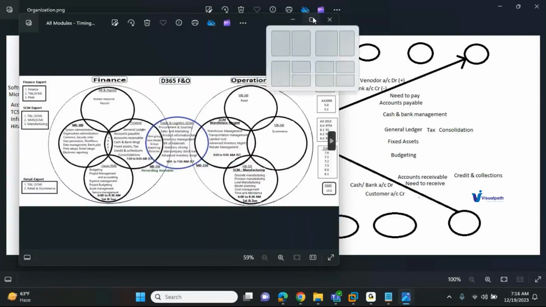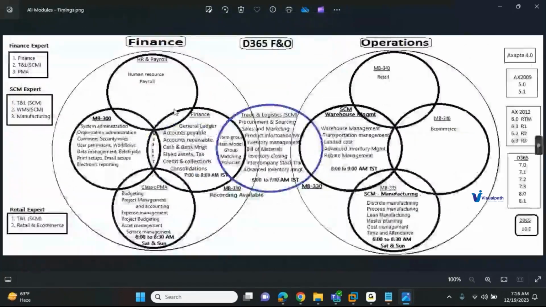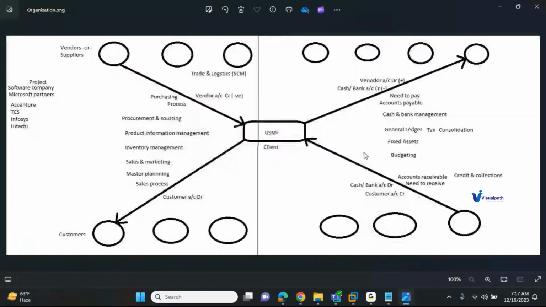In finance, you are going to learn general ledger module, accounts payable, accounts receivable, cash and bank, fixed assets, tax, credit and collections, consolidation, and budget. Okay. This is in Trade Logistics SCM. This is the SCM part, Trade Logistics, and this is finance.